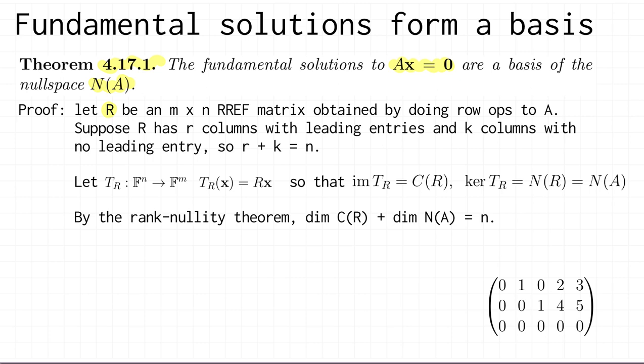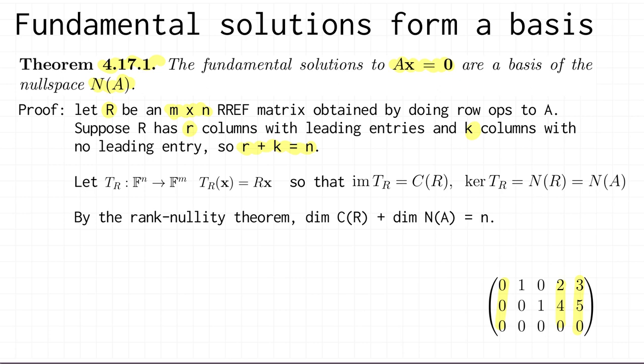We'll introduce some notation. We'll say that A and R are M by N matrices, M rows and N columns. We're also going to give names to the number of columns with leading entries and the number of columns with no leading entry in R. So we'll suppose that R has r columns with leading entries and k columns with no leading entry. Of course every one of the N columns either has a leading entry or it doesn't, and therefore r plus k is equal to n. In the example in the bottom right here, you have 3 columns with no leading entry, and the other 2 columns do have a leading entry.